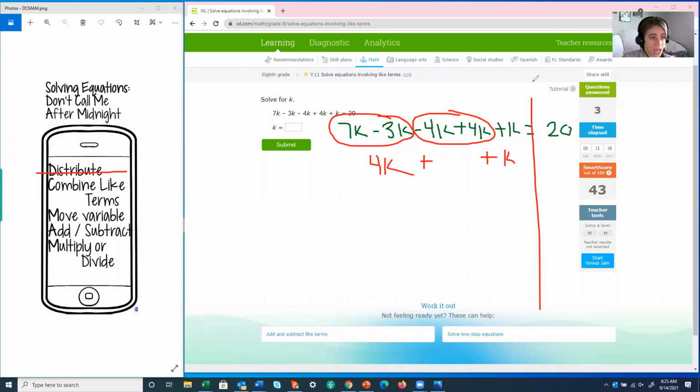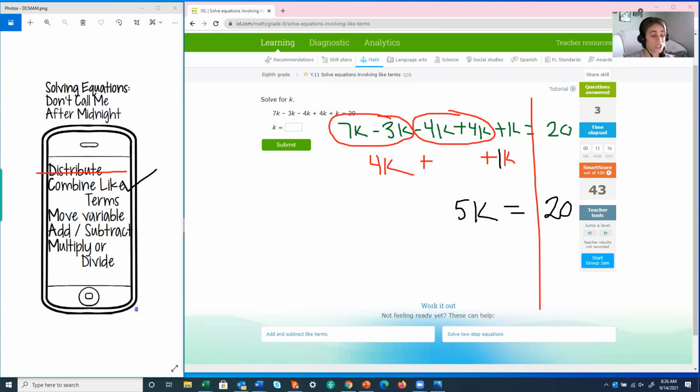That would be 5k. Because whenever we have a variable all by itself, there technically is an invisible 1 right there. Whenever mathematicians are a little lazy, whenever they're able to not write something, they don't write it. So because there's just a single k there, they expect you to know that means there's one of them. So 4k plus 1k is 5k. 5k equals 20. All right, we combined our like terms.